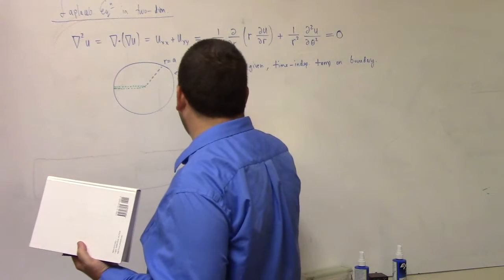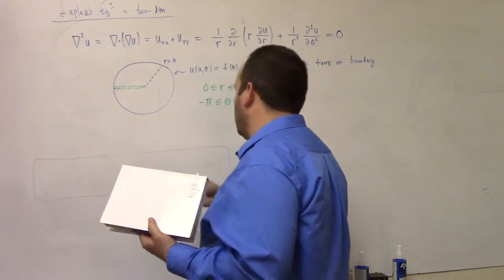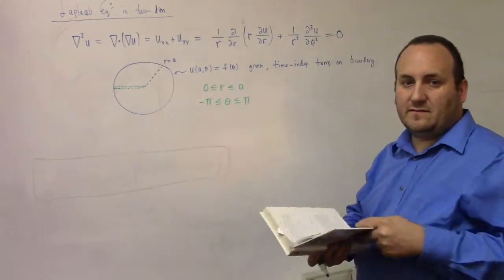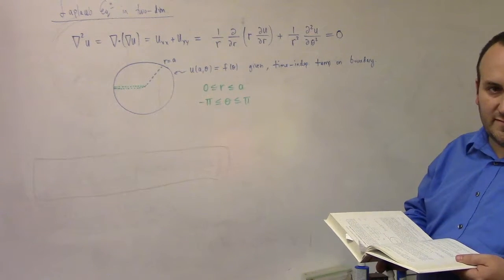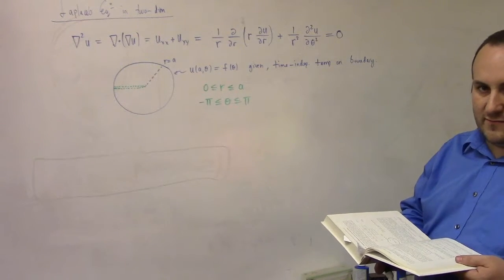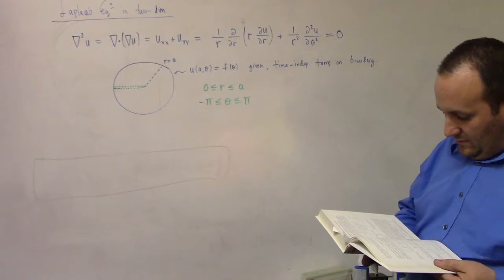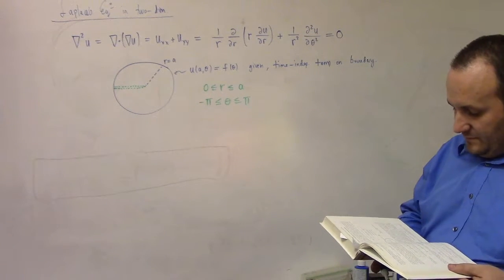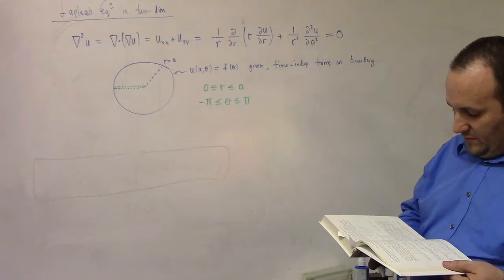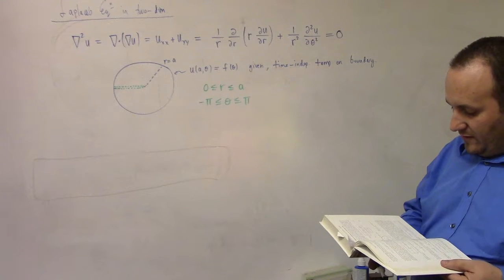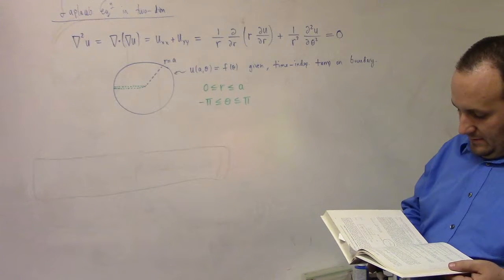But then there's an ambiguity here. Minus pi less than or equal to theta less than or equal to pi is a choice. Cutting it at pi and linking it to minus pi is just one of many possible ranges of theta we could have picked. So only r equals a corresponds to a physical boundary. He says we need conditions motivated by the physical problem at r equals 0 and at theta equals plus or minus pi.